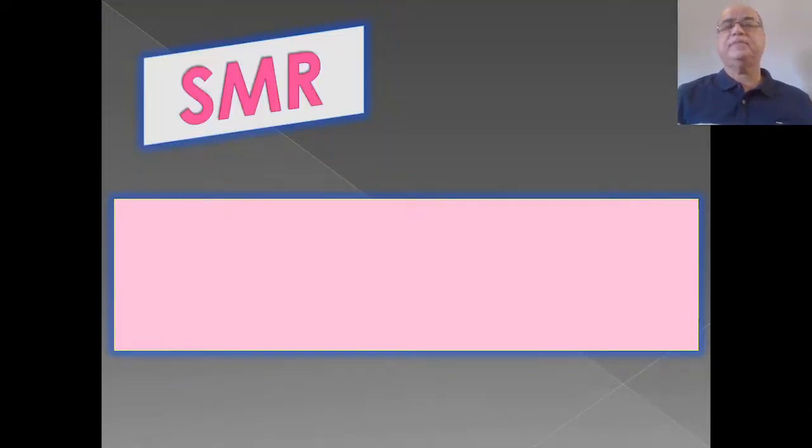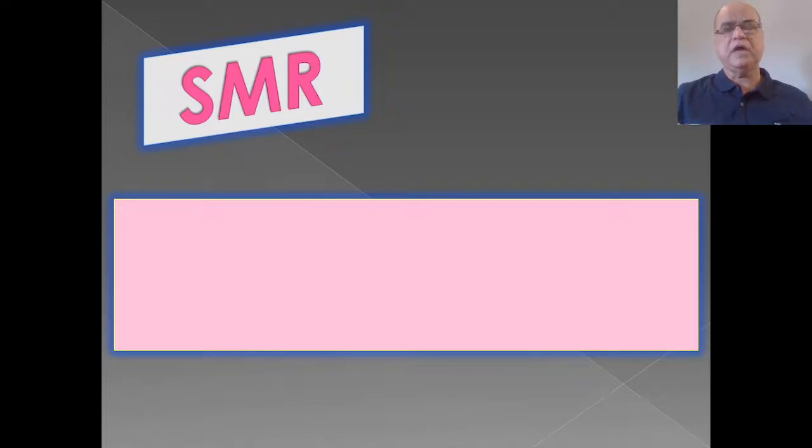So for nasal septal surgery, the most common operation which was being done, and when I say which was being done, it means it has now been replaced by some modern techniques, was what we call SMR. SMR is the abbreviation for submucous resection of the nasal septum.